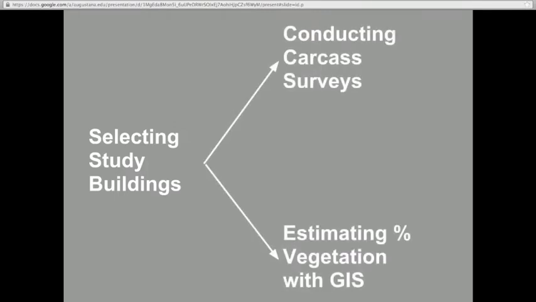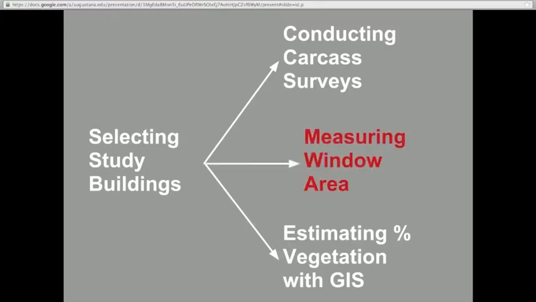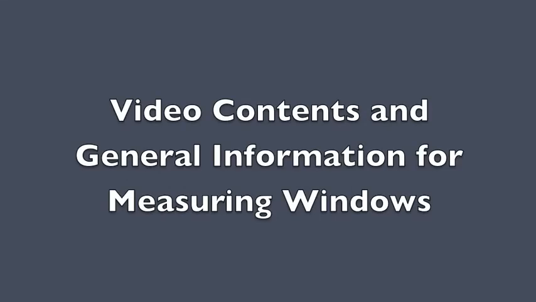After you have selected study buildings, you are ready to start doing carcass surveys and estimating the percent vegetation using digital maps and a geographic information system. But you're also ready to start measuring window area. So this video contains a list of the equipment and supplies that you'll need to measure windows. The video is structured around the protocol for measuring windows and includes pictures and video of examples from the study buildings that we've looked at Augustana College.